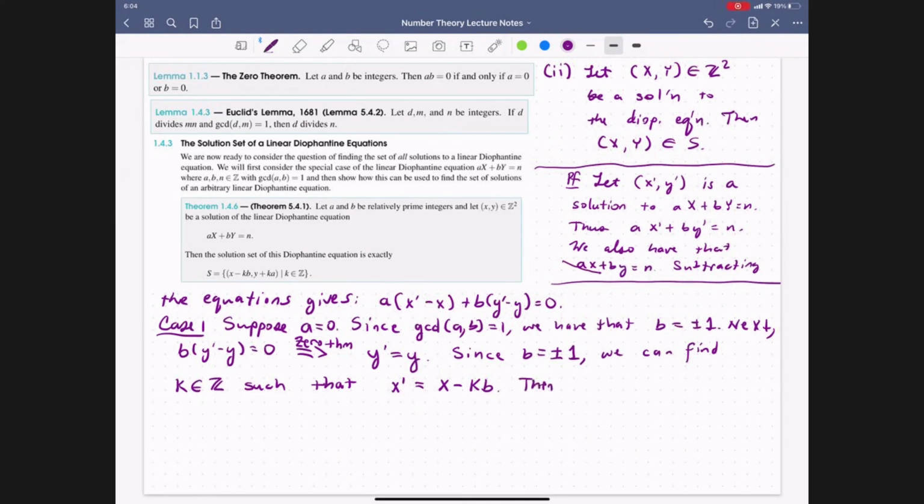So we have that (x', y') is the same as (x - kb, y), which is in S. Because in here we have that a is equal to 0, so we're done with this case. So now let's go ahead and move on towards the case when a is non-zero.